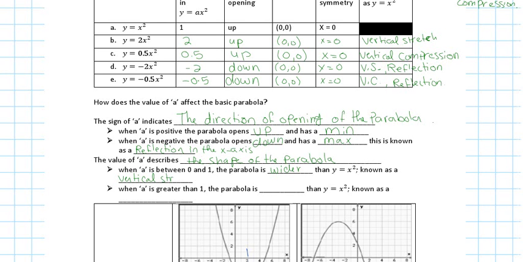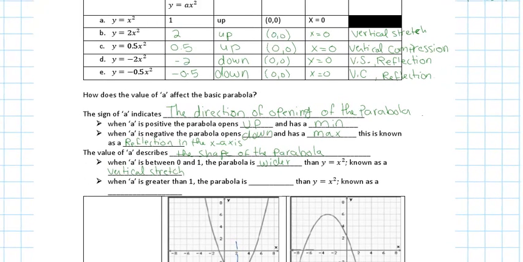Sorry, that's wider, between 0 and 1. Oops, vertical compression. Apologize. And when A is greater than 1, the parabola is skinnier or narrower. Let's use the word narrower than y equals x squared, and we call that vertical stretch.